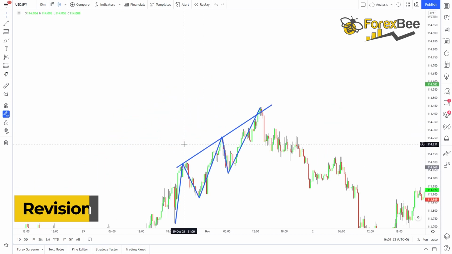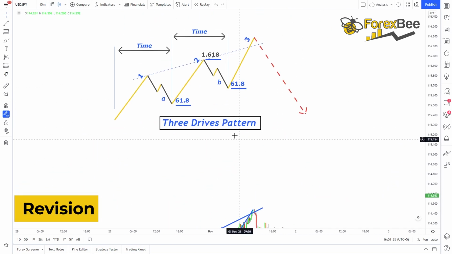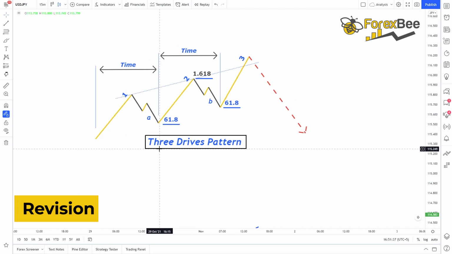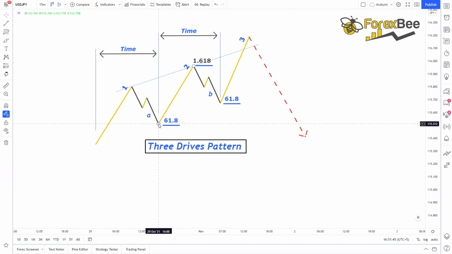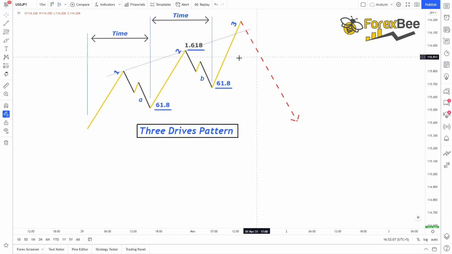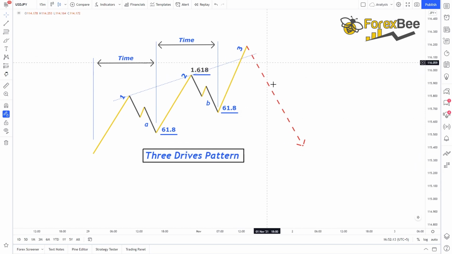So let me just repeat what we have discussed in this video. We discussed the 3 drives pattern, in which we saw 3 waves. In the first and the second wave, the retracements are almost to the level of 61.8, and the extension is almost to the level of 1.618. The third wave gives the false breakout, and after that the market closes below the trend line, which we draw by a line passing through points 1 and 2. After the false breakout, the market starts going in the bearish direction because the sellers are in control.